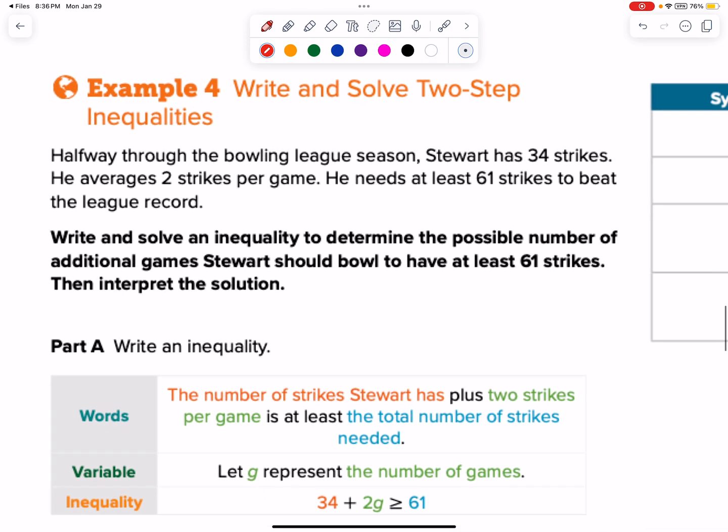Halfway through the bowling season, Stuart has 34 strikes. So I'm thinking it's sort of like so far he has 34, okay? He averages 2 strikes per game. Again, per a lot of times means multiply. 2 strikes per game. I'm guessing G could be game, right? All right, he needs, here's my inequality phrase, at least 61 strikes.